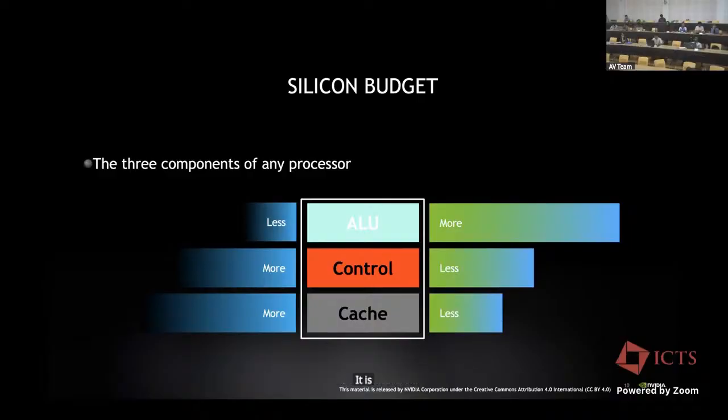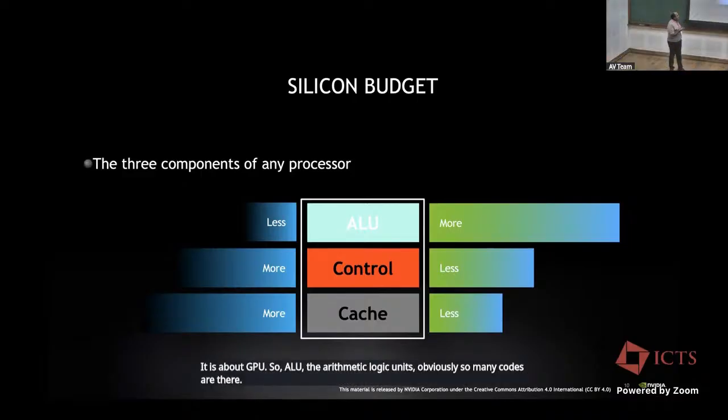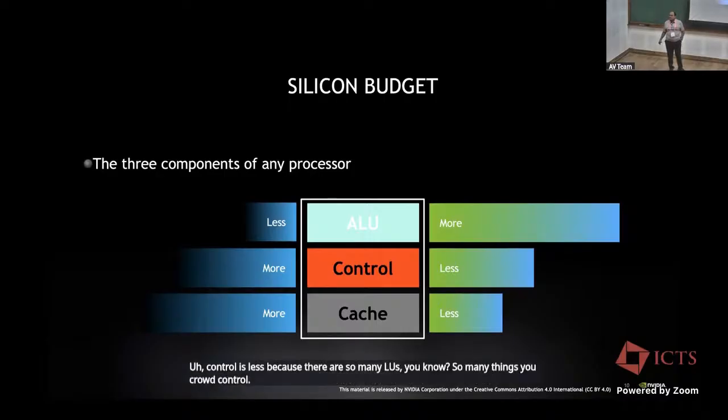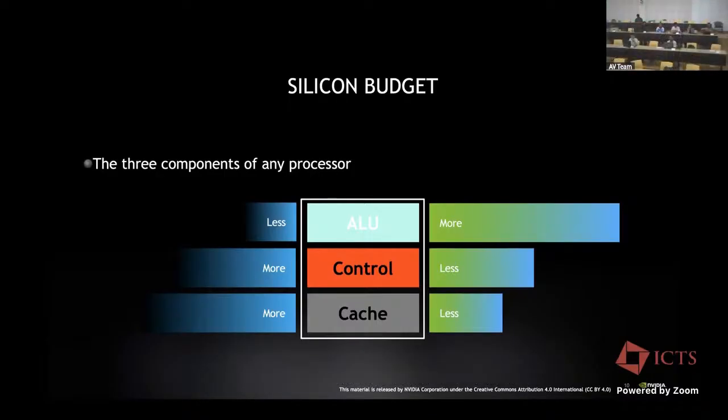Now about the GPU. The ALUs, the arithmetic logic units, obviously so many cores are there. So it is going to be more. And so many cores are there. So control is less, and cache is also less. Control is less because there are so many ALUs, no? You crowd so many things. Is the control less in GPU because there has to be more communication between the... Yeah, you can think of it that way also, okay?